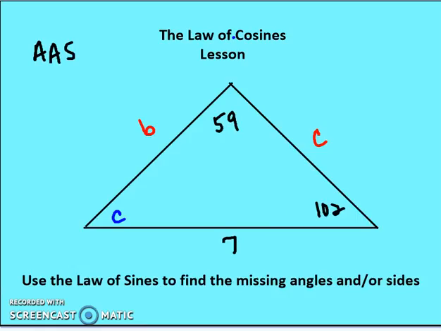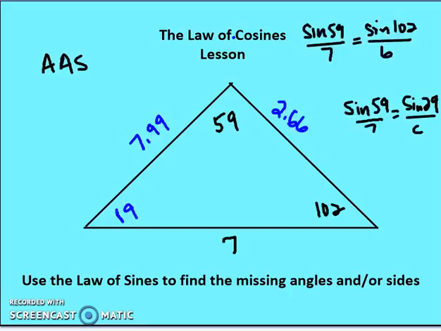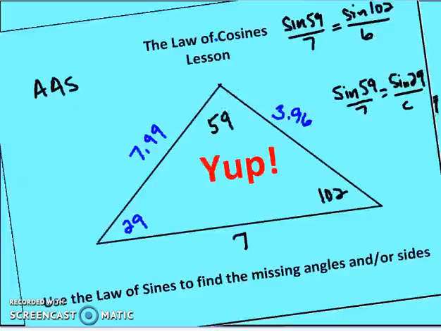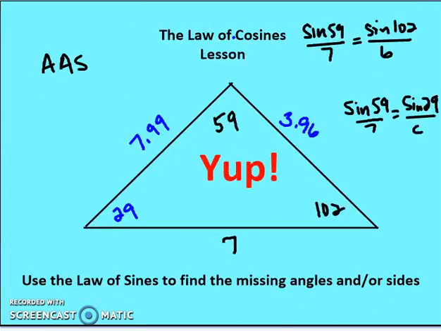Angle, angle, side. You're given 2 angles and a non-included side. We're going to use the law of sines to solve, and you're going to be able to solve this triangle as well using the law of sines. You can check your work here. So yes, again, we can use the law of sines for angle, angle, side triangles.